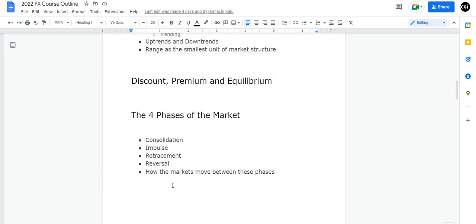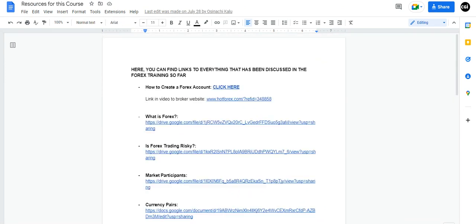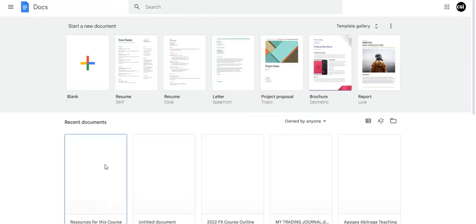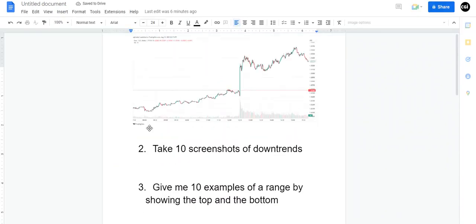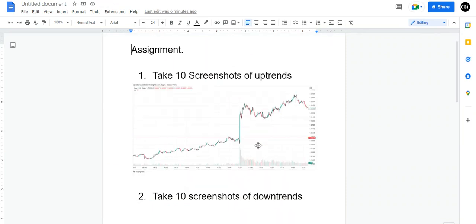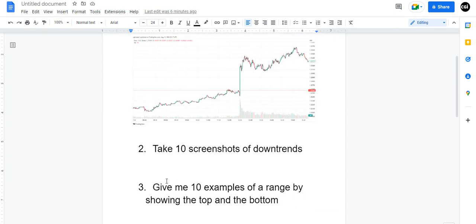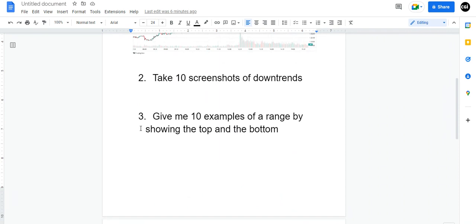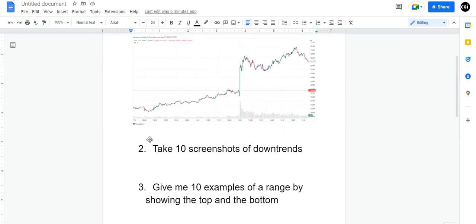Then you will now do this assignment for me. Let me go back to the assignment. Sorry. You go to these assignments. Look at the three questions again. If you have not written down the questions, please write them down. Take 10 screenshots of uptrend, 10 screenshots of downtrend, and 10 screenshots of a range by showing the top and bottom. So once you finish the resources part, you come here and do the assignment.